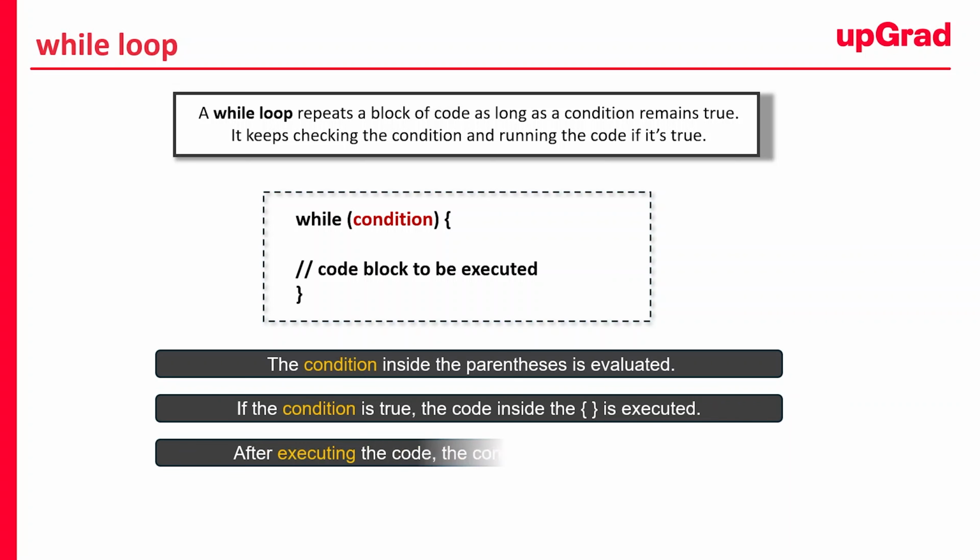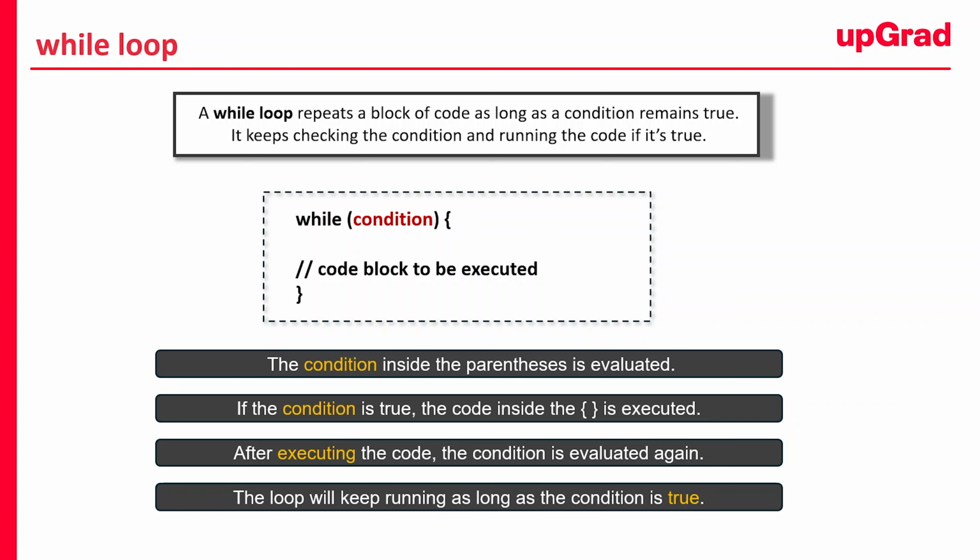After executing the code, the condition is evaluated again. So the loop will keep running as long as the condition or test expression is true. When the test expression or condition becomes false, the loop stops and the program moves on to the next part of the code after the loop.